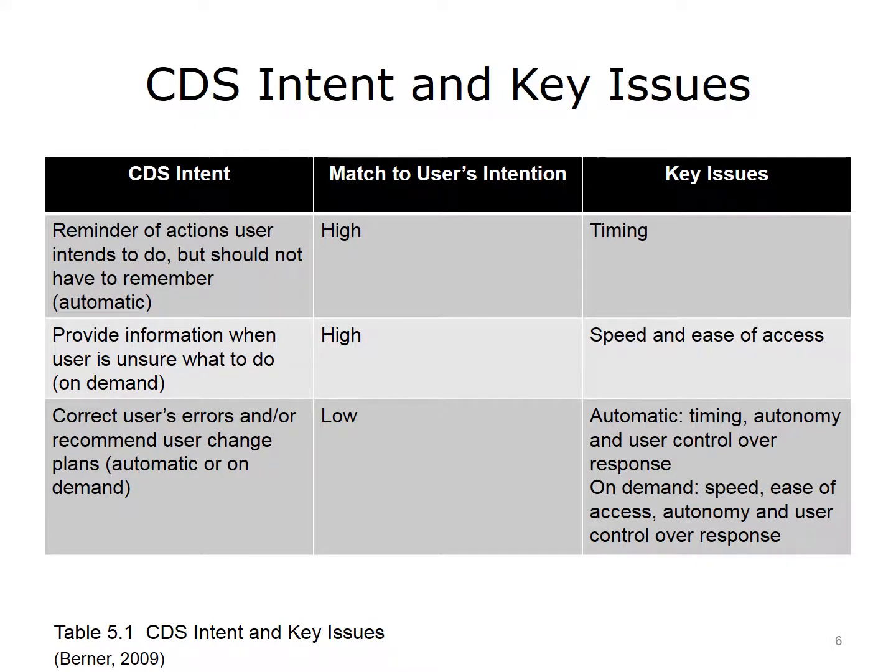The third row lists the CDS intent as correct users' errors and/or recommend a user change plans, and could be either an automatic or on-demand intervention. For an automatic intervention, the key issues are timing, autonomy, and user control over the response. For an on-demand intervention, they are speed, ease of access, autonomy, and user control over the response. For this CDS intent, users balance the change planned with the desire for autonomy with other demands, such as improving patient safety or decreasing practice costs.